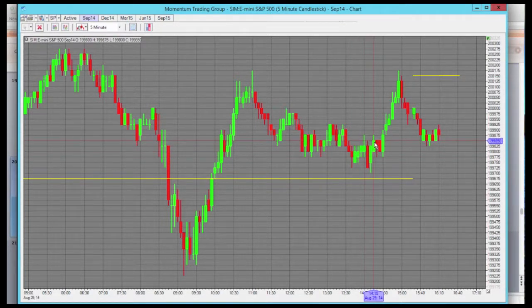And then you can see coming into the end of the day, there's a pivot, and then there would have been this move coming into the close. This was the actual close of the market right there.